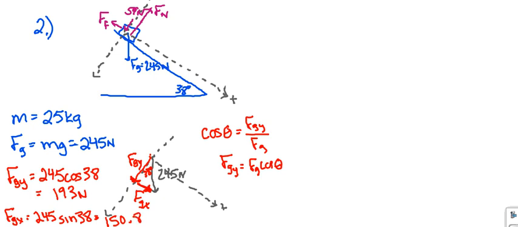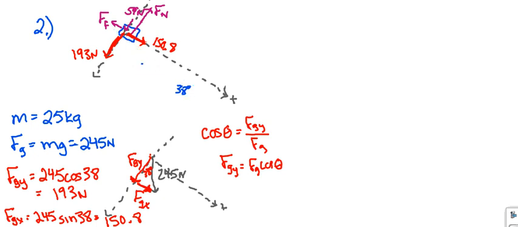So I'm going to draw those on here. 150.8, that's in the x direction. And then pointing downwards, we've got 193. And watch this, very important. This is a portion of the force of gravity. This is a portion of the force of gravity. So I don't need the rest of gravity. I don't need the whole of gravity that doesn't act on the x or y axis. I just need the components now.